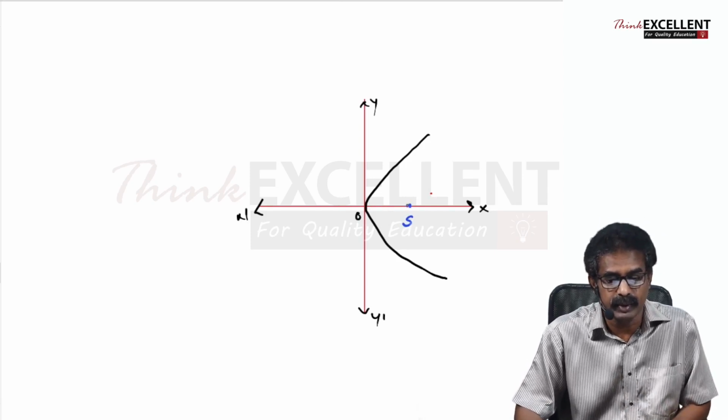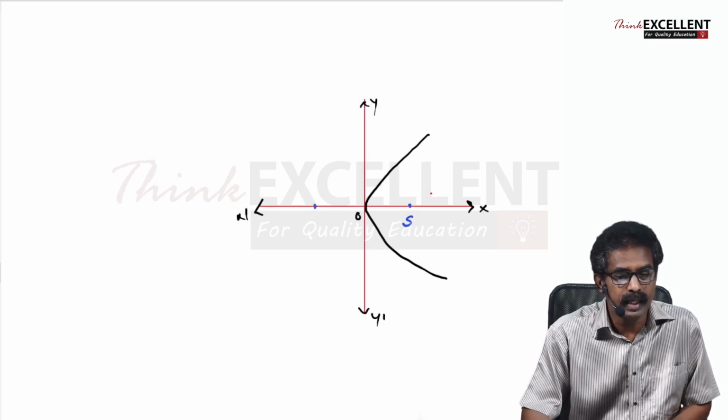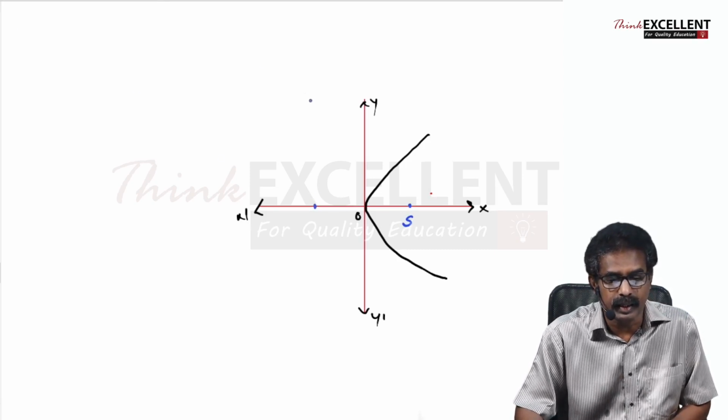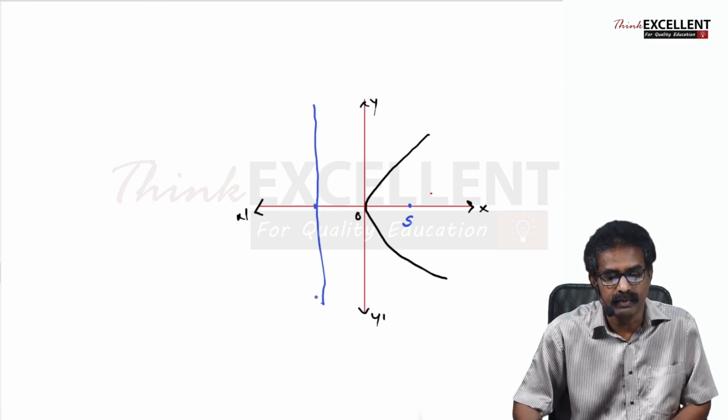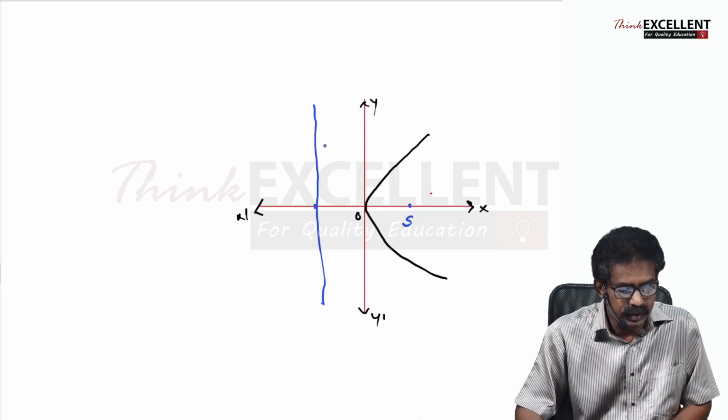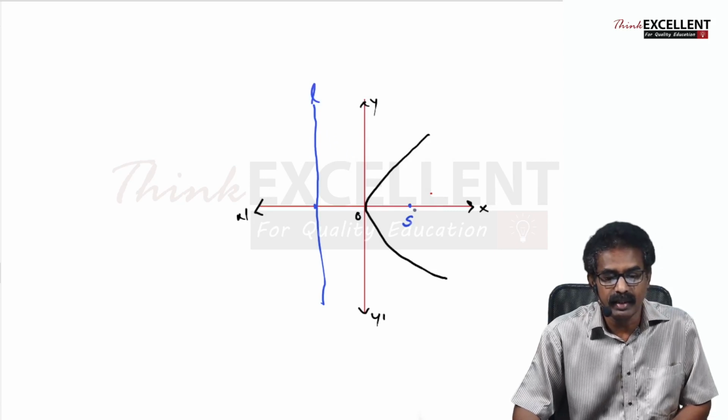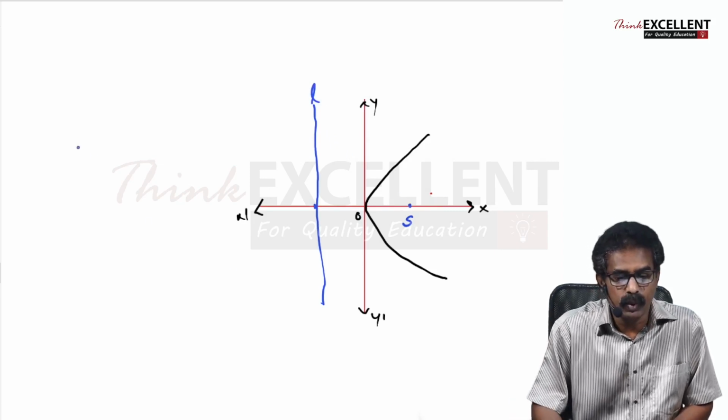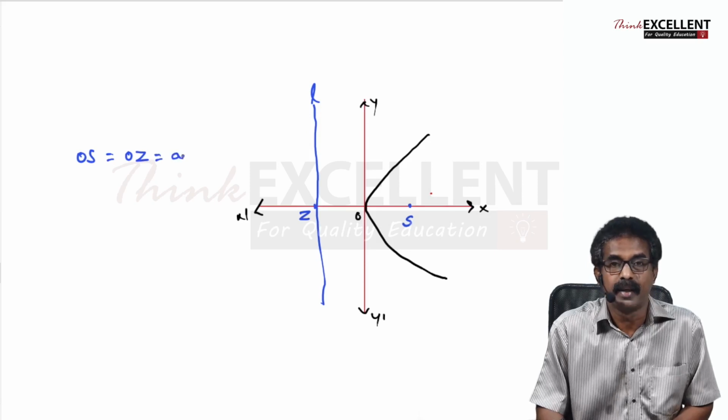So both the distances must be the same. So this and this, here you take a point, and through that you draw a line here. Okay, so that is the fixed line. So this is the fixed line L, the fixed point S, and this point I'm taking as Z. So OS and OZ are equal to A.